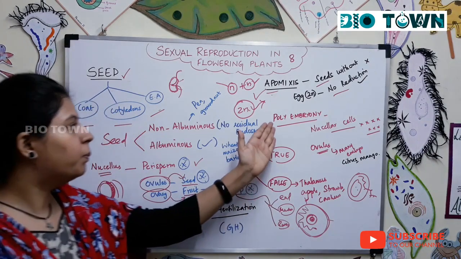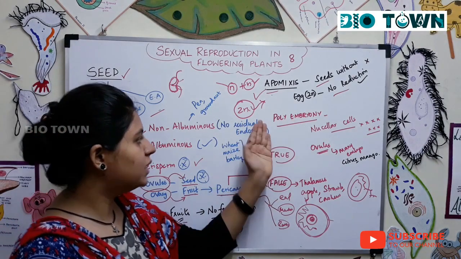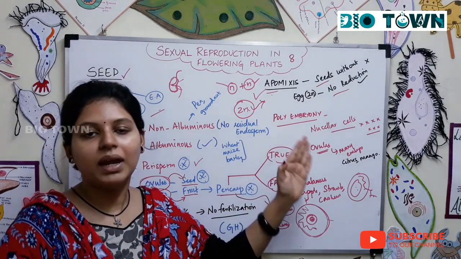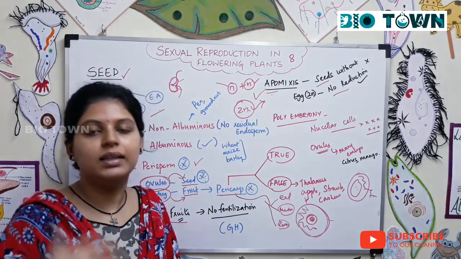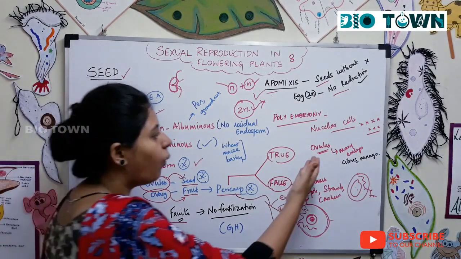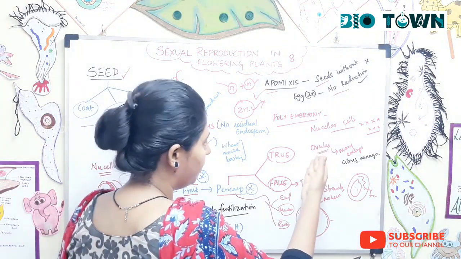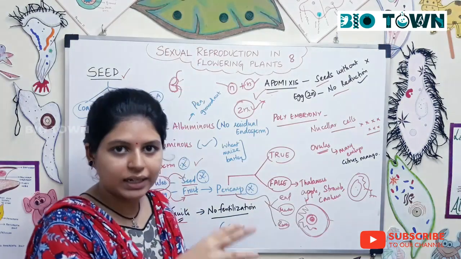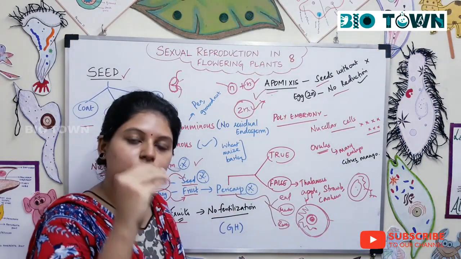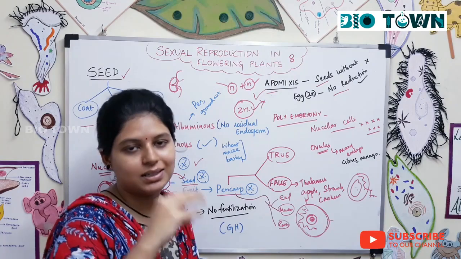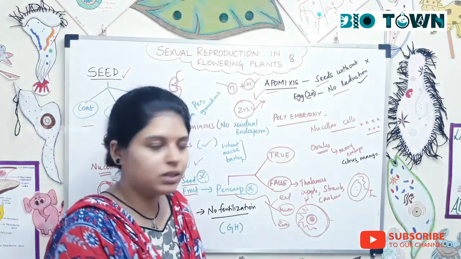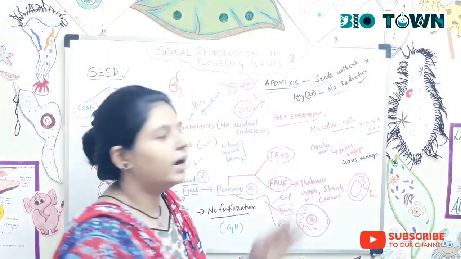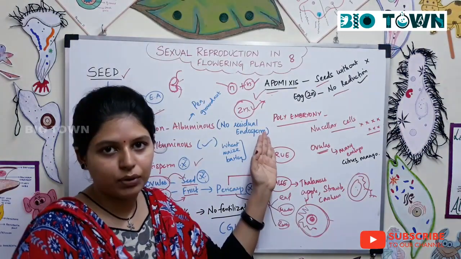Next, we'll talk about polyembryony, which means many embryos. How are many embryos formed? When the nucellar cells continuously divide, they become embryos. There are many ovules inside the ovary, and each of these will become a distinct embryo. This can be seen in citrus plants like oranges, and in mango. That is called polyembryony.